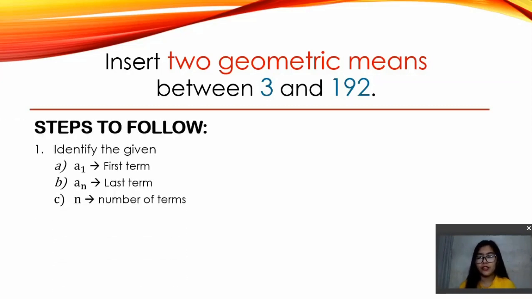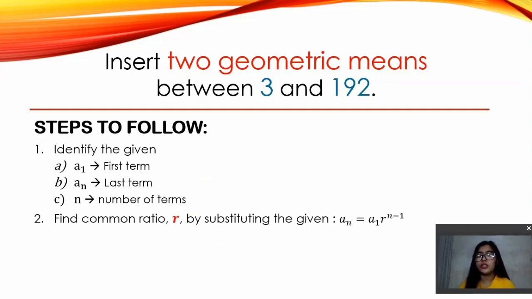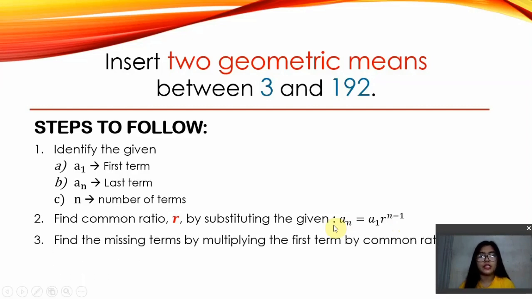First step is to identify the given, which includes the first term, the last term, and the number of terms. Second is to find the common ratio r by substituting the given into this equation: a sub n is equal to a sub 1 times r raised to n minus 1. And the third step, after you found the value of r, is to find the missing terms by multiplying the first term by the common ratio. Okay? So, let us apply these steps in this example.